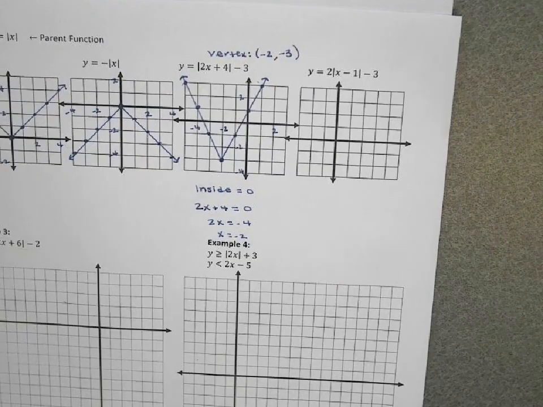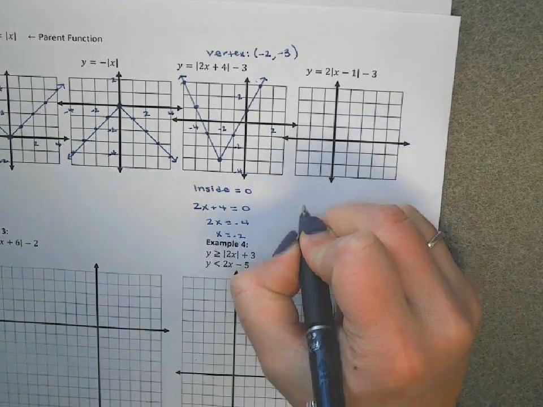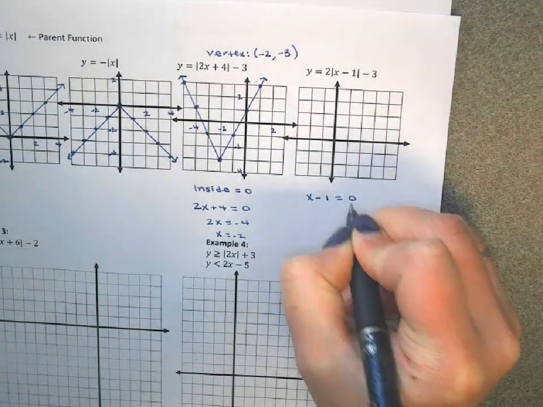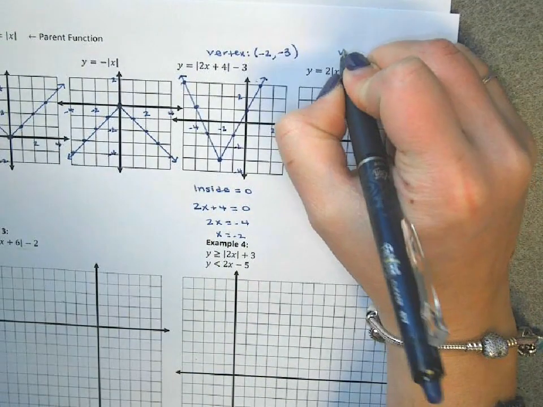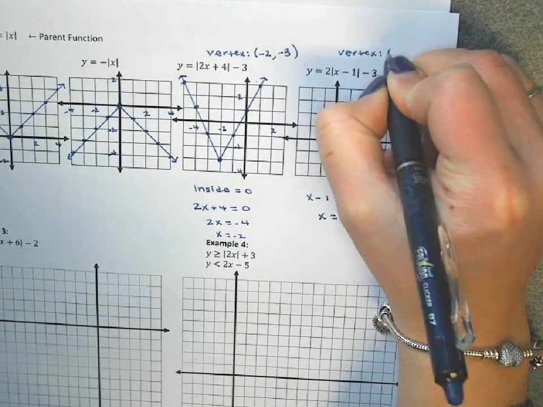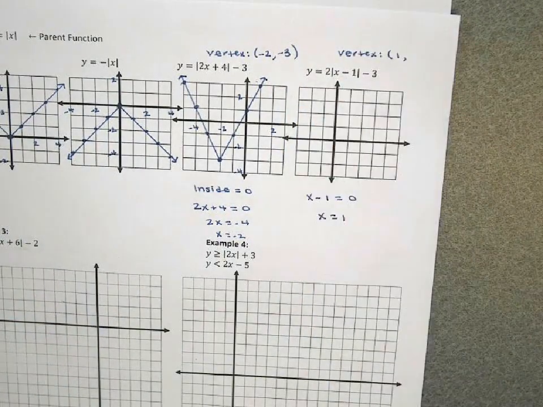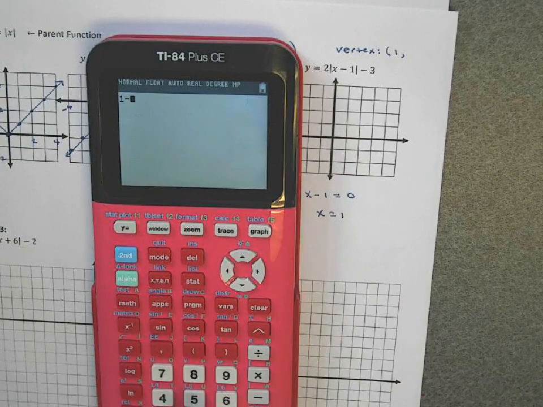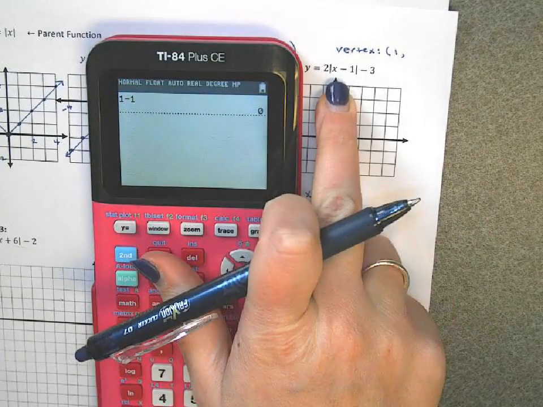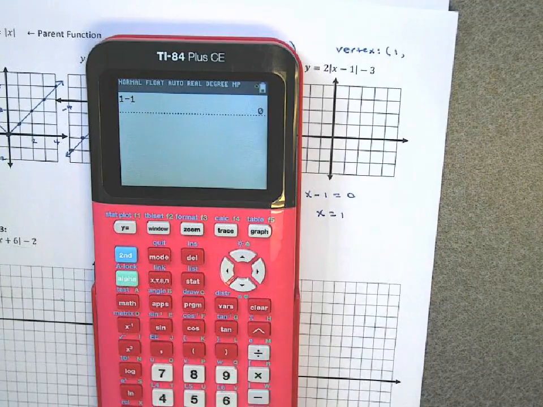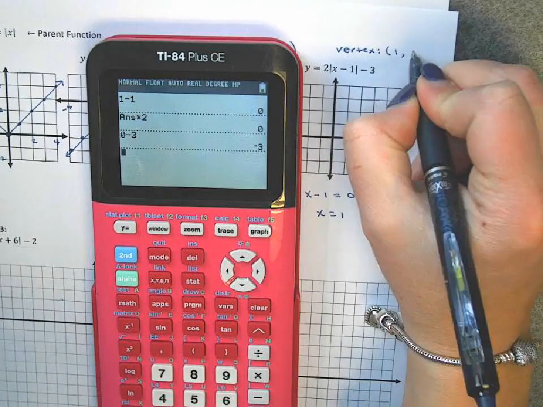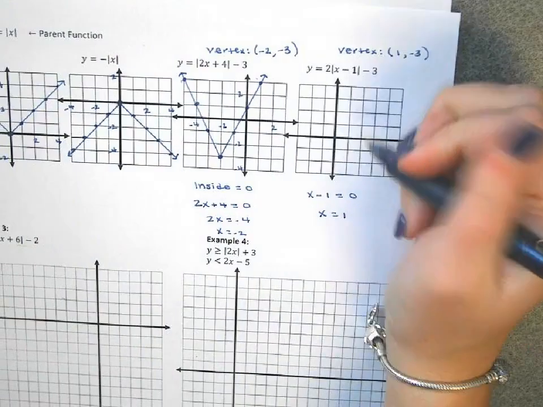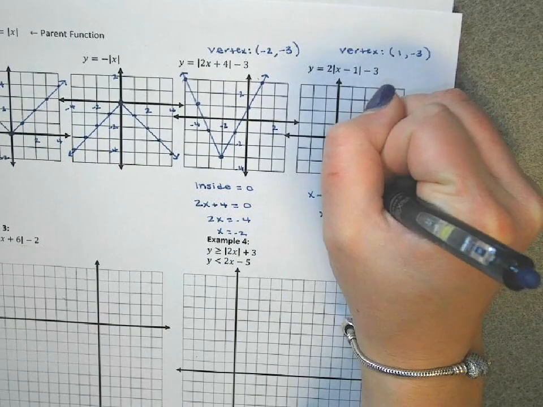On this last one, again, set the inside equal to 0. So x minus 1 equals 0. X equals 1. So our vertex is at 1, comma, plug it back in. 1 minus 1 is 0. The absolute value of 0 is still 0. Times that by 2, you're still at 0. 0 minus 3 is negative 3. So this vertex is at 1, to the right 1, down 3, right there.